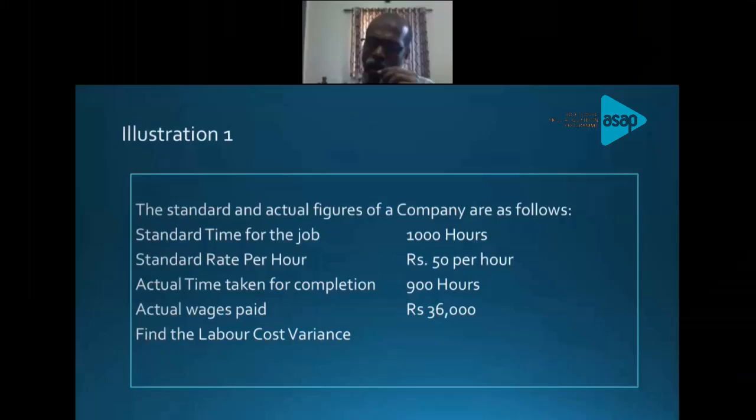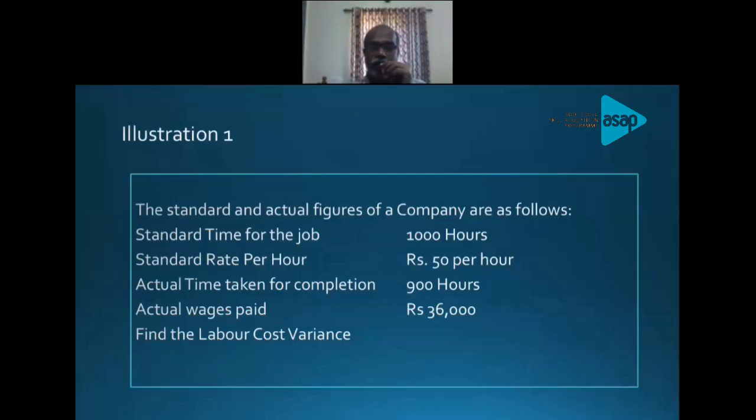So now we have to see how this is computed. Let us take an example for illustration. You students viewing this, you can write down this illustration, please. We will continue with this. I shall read out the standard and actual figures of a company. A company is employing standard costing. The standard as well as actual figures of the company are given. Standard time for the job is 1000 hours.